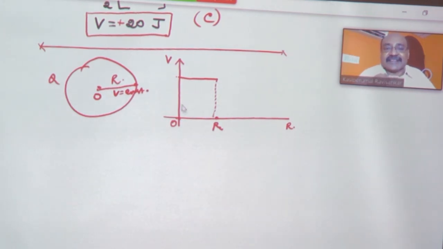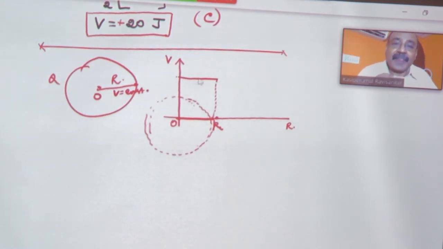So if this is the center, the spherical shell can be drawn like this. This is considered to be the thin spherical shell. From center to the surface, the potential is constant, beyond which it decreases and reaches 0 as it moves away.